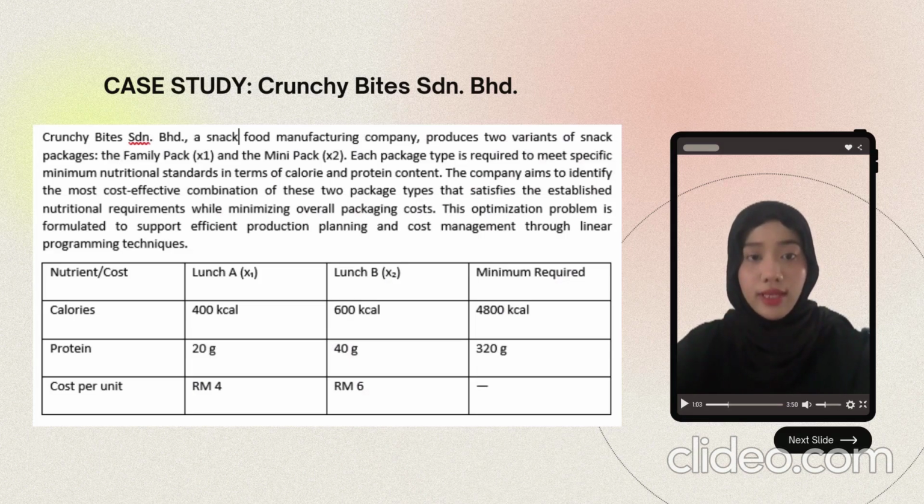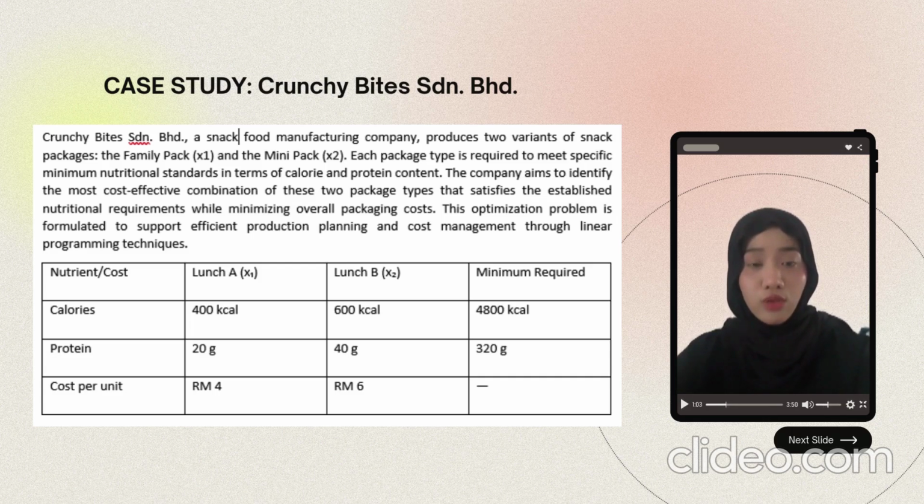I'll continue presenting a linear programming minimum case study involving Crunchy Sendirian Berhad, a snack food manufacturing company. The company produces two types of snack packages, which are Lunch A, also called the family pack, and Lunch B, the mini pack. Each pack must meet minimum nutritional standards, specifically in calories and protein. Lunch A provides 400 calories and 20 grams of protein. Lunch B provides 600 calories and 40 grams of protein. The minimum requirement is 4,800 calories and 320 grams of protein in total.